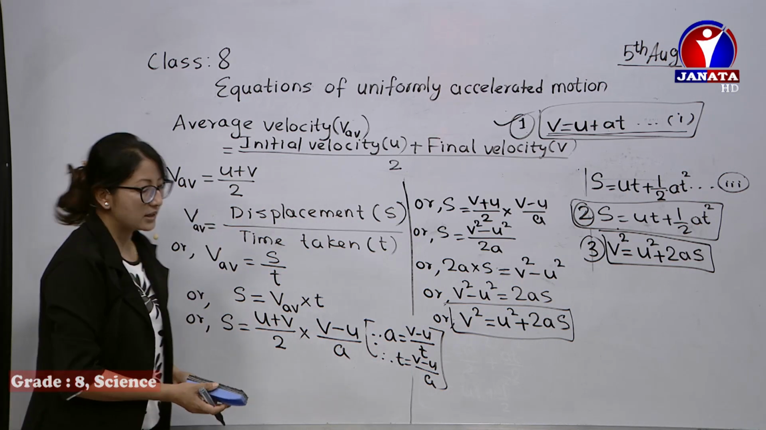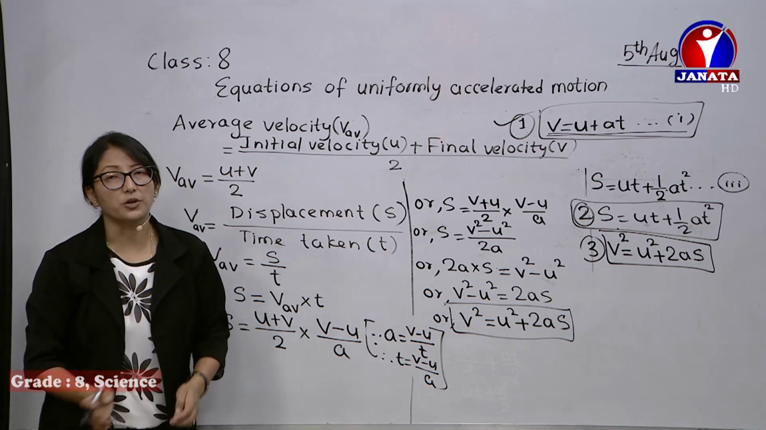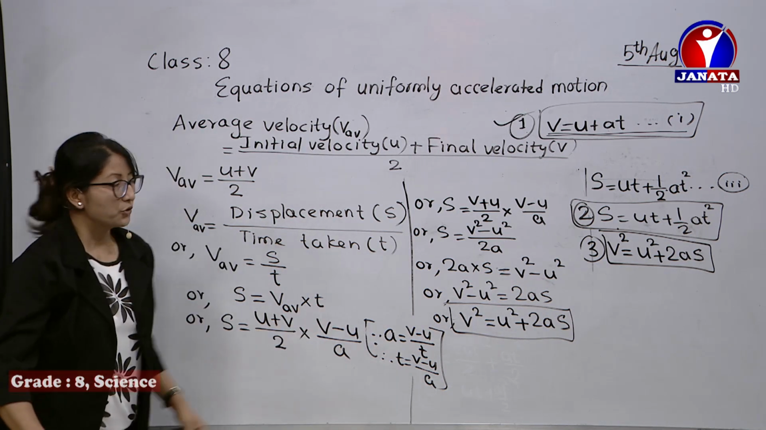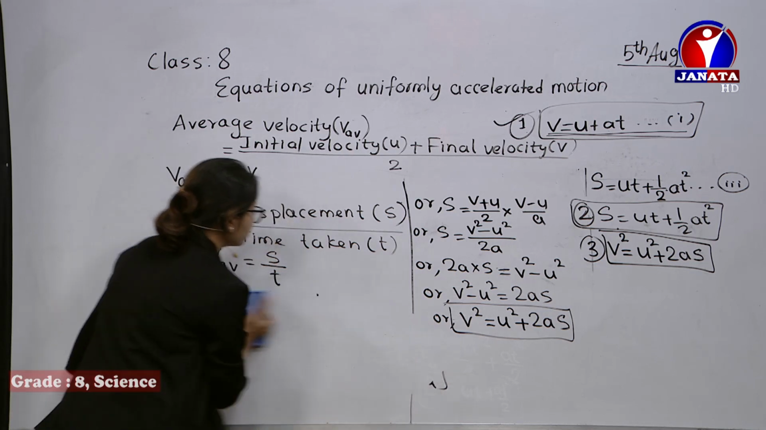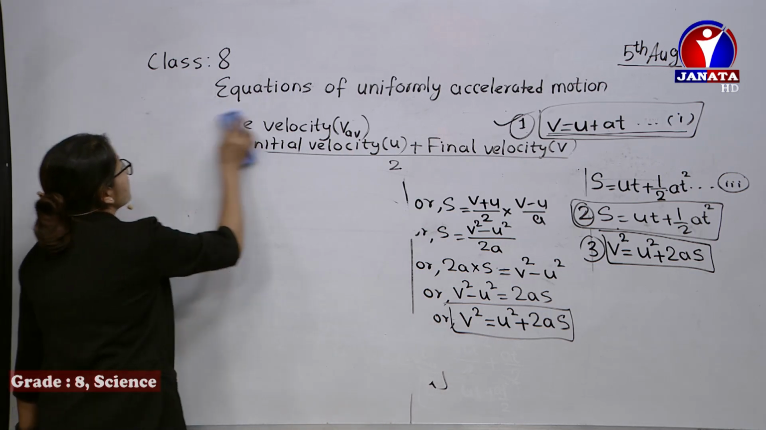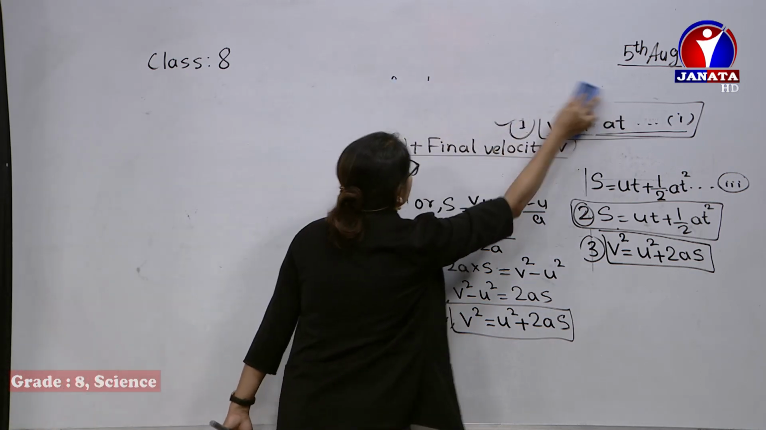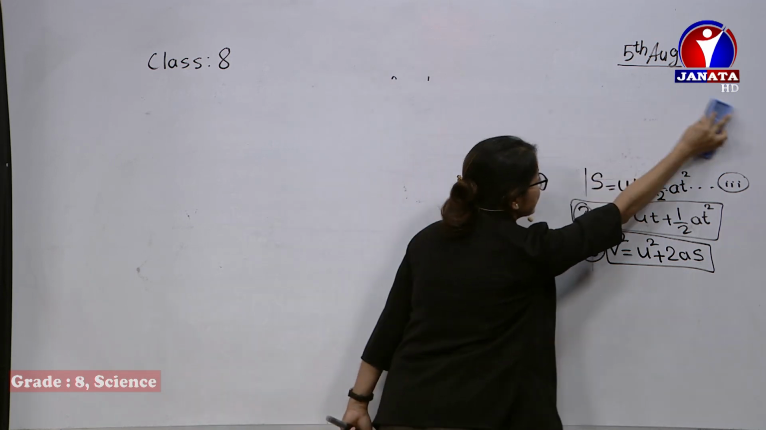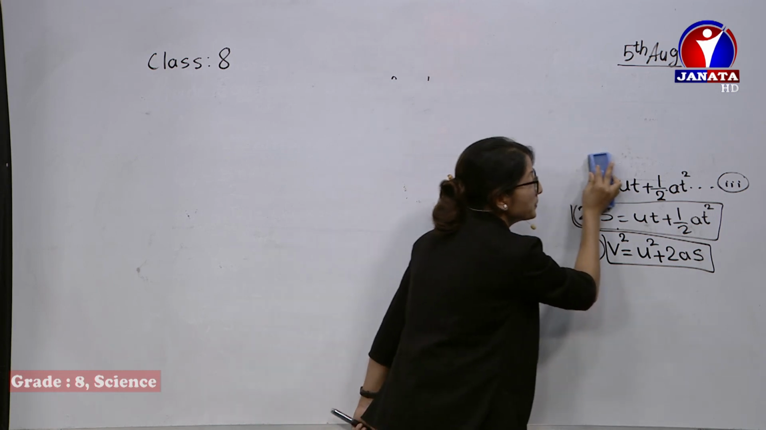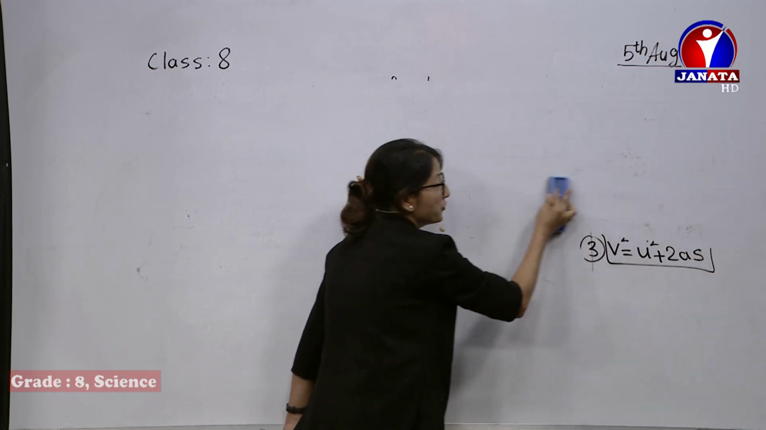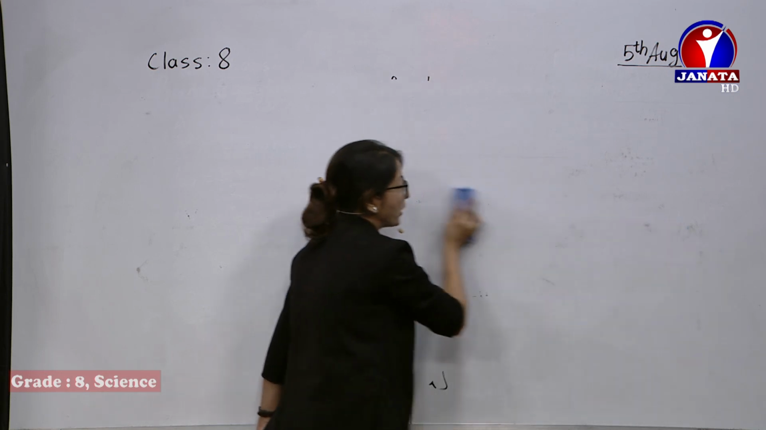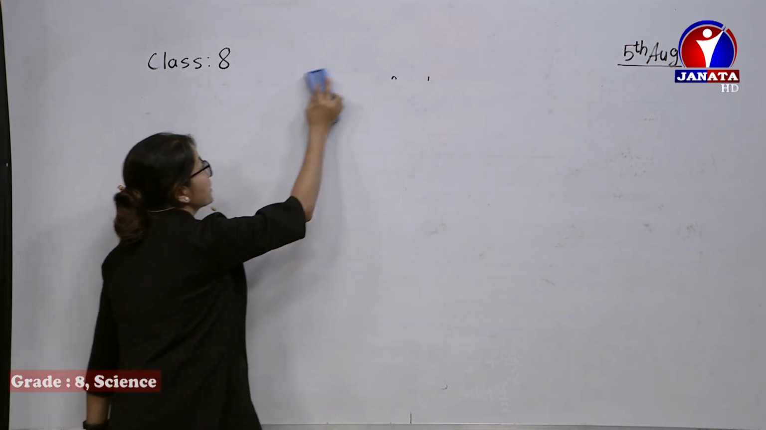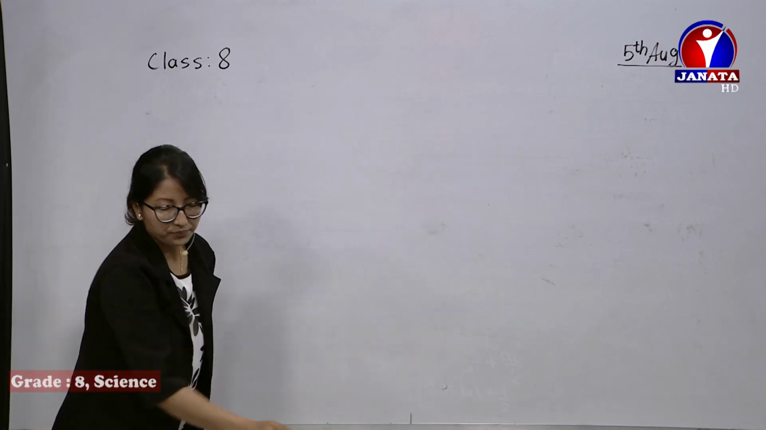So derivation is done. Now using these formulas, let's solve some numerical problems. We do have a few questions here. Let's start the numericals related to these equations of motion. The three we have already derived: v equals u plus at, s equals ut plus half at square, and v square equals u square plus 2as. So we have a few numericals. Let's solve these.